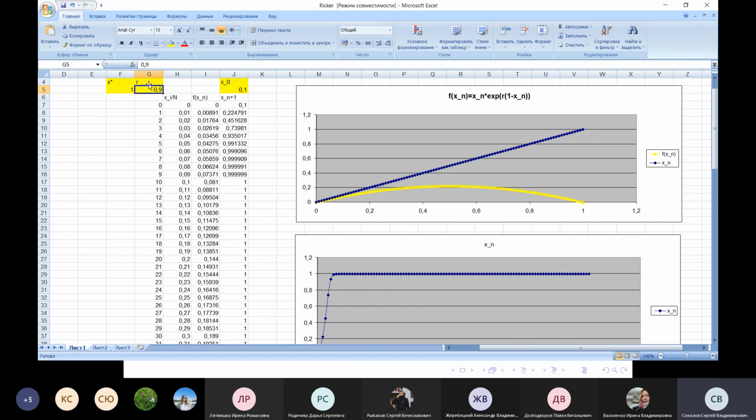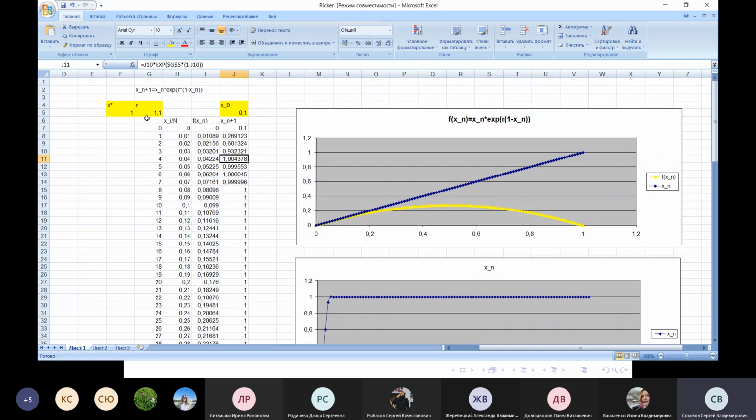But next, what will happen if we increase R more? We see that R becomes more than 1, and what has changed? The change is little, but we see that there is a very small oscillation here. It's at the 4th step. The solutions exceed 1. So the oscillations start here, but they quickly vanish.